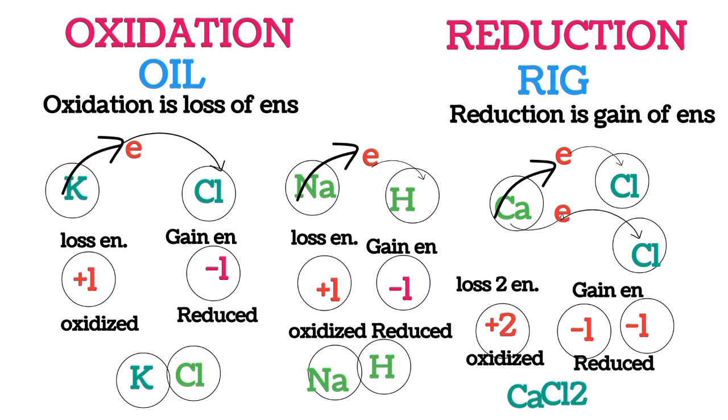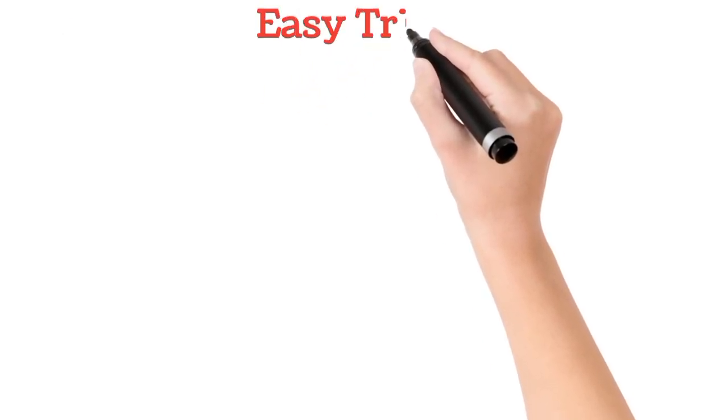So on the whole, potassium, sodium, and calcium have lost electrons and they are oxidized, while chlorine and hydrogen have gained electrons and they are what? Reduced. Hold it at the back of your mind as a mnemonic. OIL RIG. OIL is oxidation is loss of electron, while RIG stands for reduction is what? Gain of electron. You must know this.